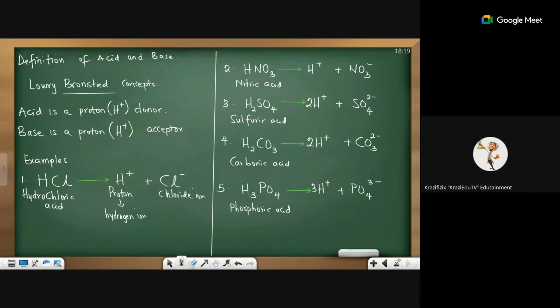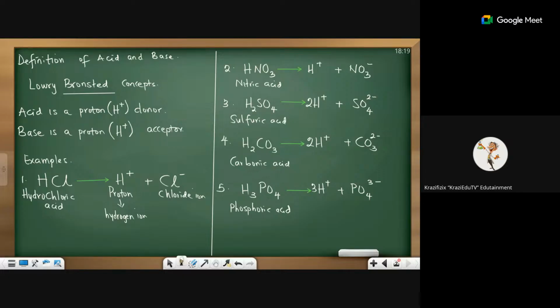Okay, now, lady. All of these are acids that are donating their what? Proton. So an acid is a proton donor, while a base is a proton what? Accept. Anything that accepts the H plus becomes a base. So let's look at an example of a base.